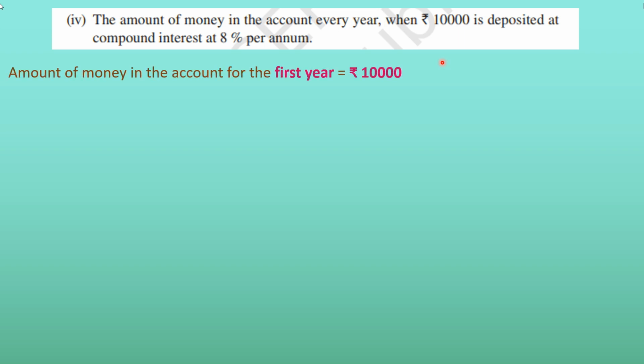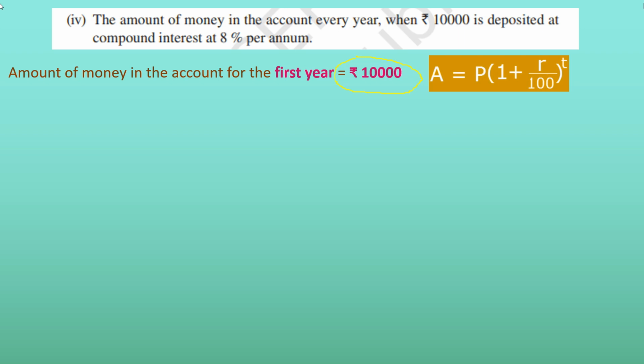So the amount of money in the account for the first year: you deposited 10,000 rupees in the bank, right? So for the first year, the amount of money that will be in the account will be 10,000 undoubtedly, right? Okay. So after the gap of 1 year, we need to find out the amount of money in the account for the second year, right?